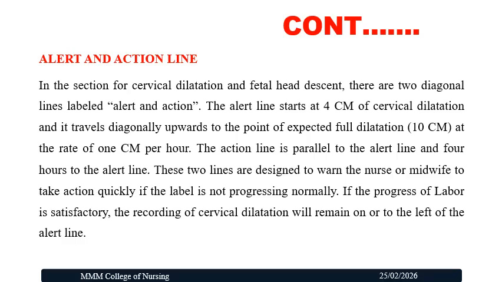So usually 1 centimeter cervical dilatation per hour can be expected. So the action line is parallel to the alert line and 4 hours to the alert line. So these 2 lines are designed to warn the nurse or midwife to take action quickly if the labor is not progressing normally. If the progress of labor is satisfactory, the recording of cervical dilatation will remain on or to the left of the alert line.